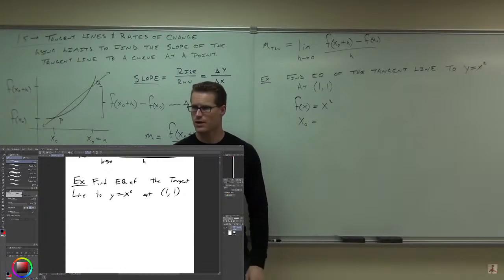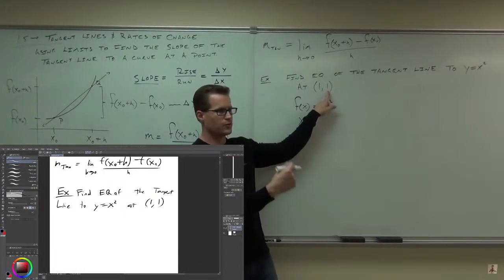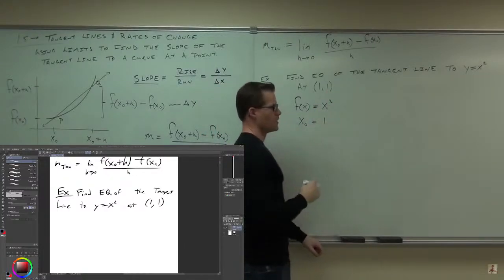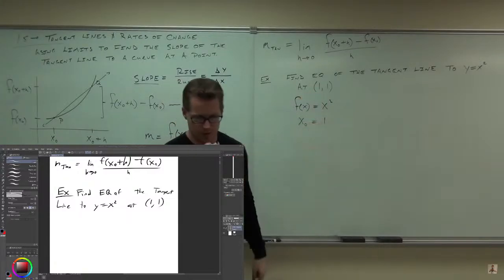Are you guys all right with that? Not because this is the 1, that would be the output. That would be f of x sub 0, or what we get when we plug in 1. But x sub 0 is 1. That's the x coordinate of our fixed point.